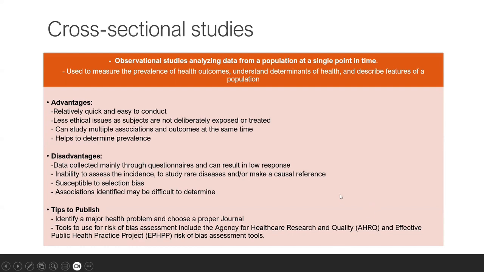Now, what I would suggest is that for any study, if you're writing it, for example, a case report, you follow the CARE guidelines. For every study, there are certain tools that you need to use to exclude or minimize bias. For cross-sectional studies, generally, there are two tools that you can use. One is called AHRQ, which is the Agency for Healthcare Research and Quality risk assessment tool. And the other one is called the Effective Public Health Practice Project, or EPHPP, risk assessment tool.